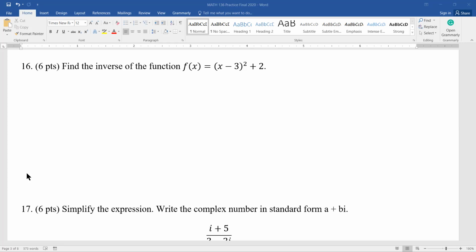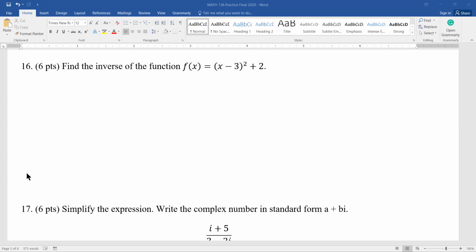Then to get y by itself, we're going to add 3 to both sides. Keep in mind that 3 cannot be combined with the minus 2 because the minus 2 is underneath the square root and the 3 is not.